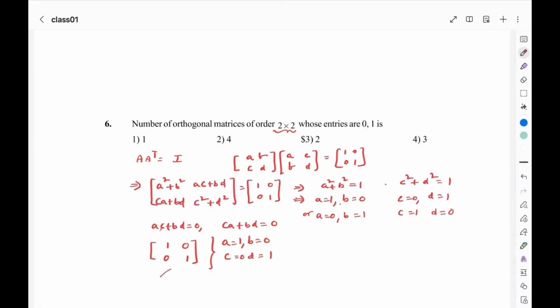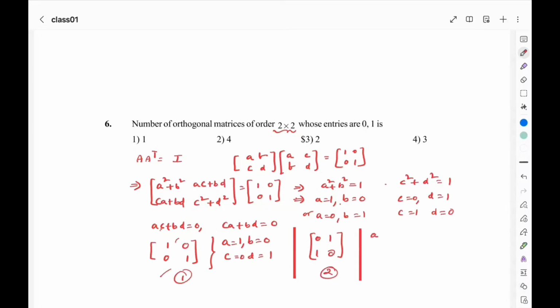If I take A as 0, B as 1, C as 1, D as 0, are they satisfying the condition? AC is 0, BD is 0. Yes. It is one matrix, and this is the second matrix.